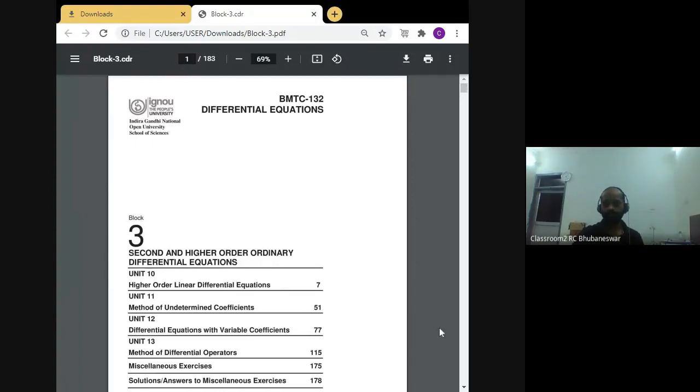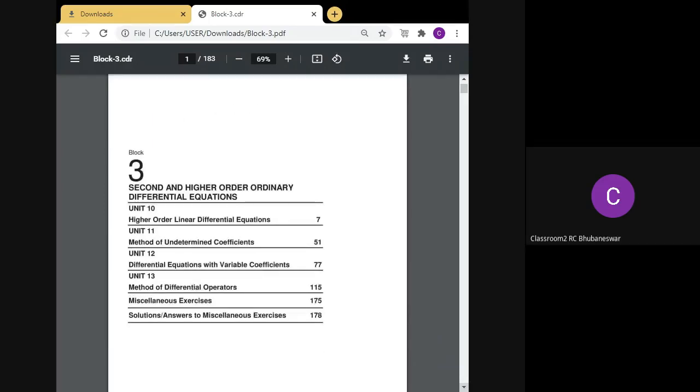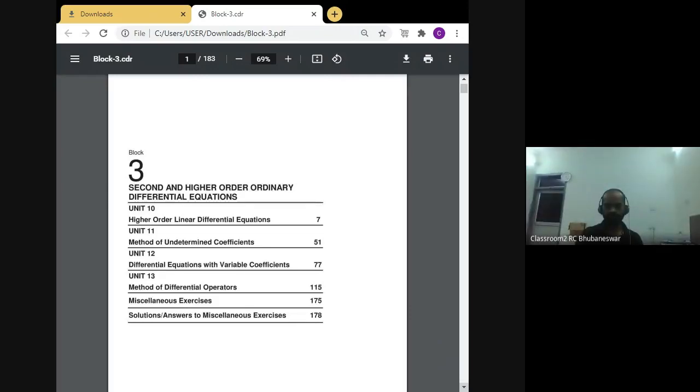So, as you can see, today our main focus of discussion will be unit number 12 and 13. Let us see that unit number 12 is basically about the solution procedure of the method of variation of parameter for particular integral of differential equation, and unit 13 is the method by using the differential operators. So we are going to begin our discussion from unit number 12. Let us move to page number 77.